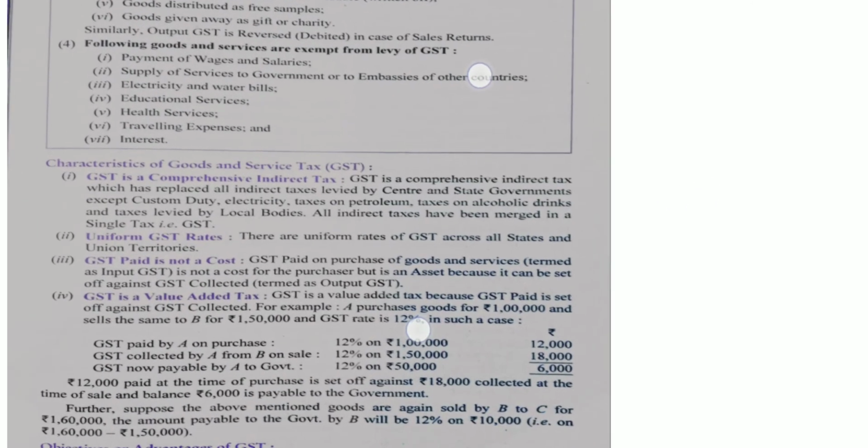Now, what are the characteristics of goods and service tax? GST is a comprehensive indirect tax. What is comprehensive? It replaces all the indirect taxes which are imposed by central and state government and unifies them. There are so many indirect taxes, as we studied in previous pages, like luxury tax, service tax, central sales tax, excise duty, etc. They are unified and treated as a unified tax, that is GST.